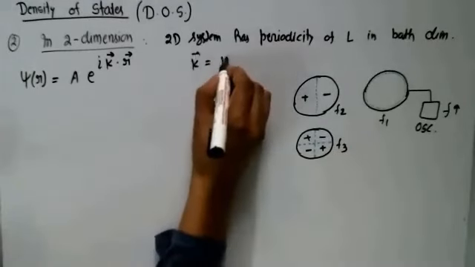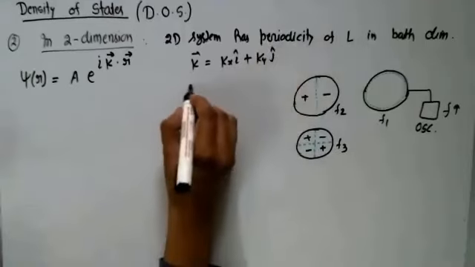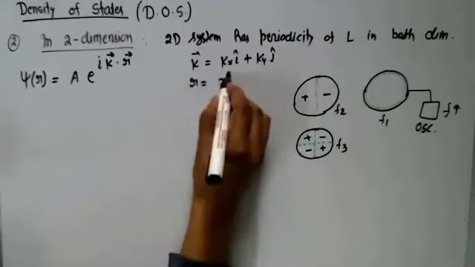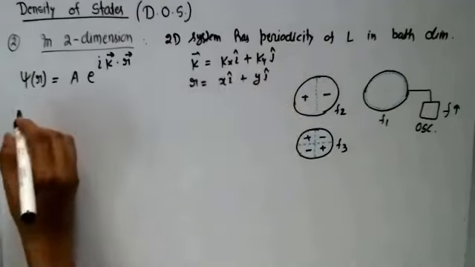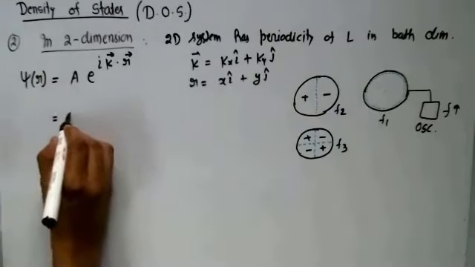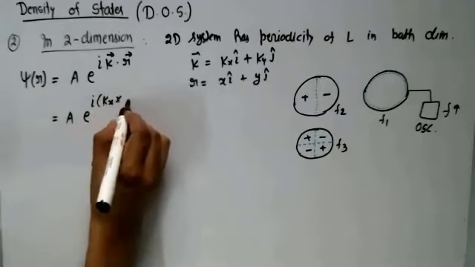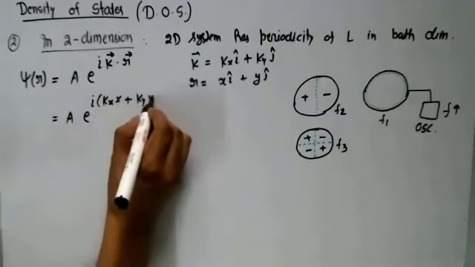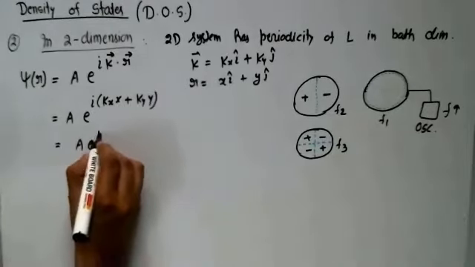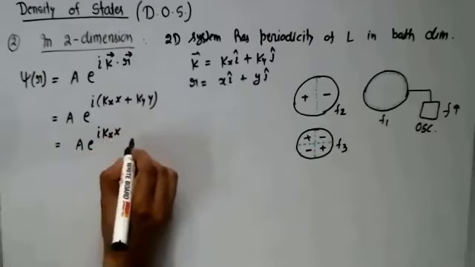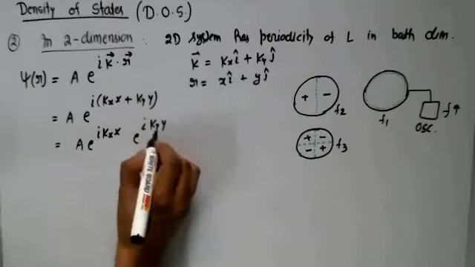k will be simply equal to kx i cap and ky j cap, and this r will be x times i cap and y times j cap. So when you open this one, तो क्या बन जाएगा? A times exponential iota (kx x plus ky y). You can further write it like a times exponential iota kx x into exponential iota ky y.